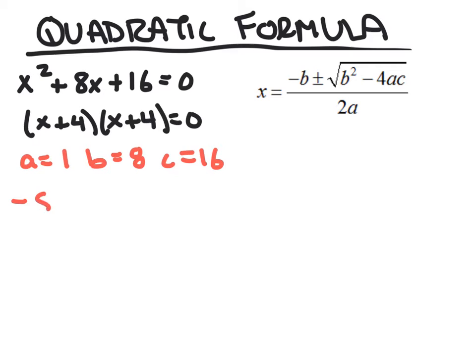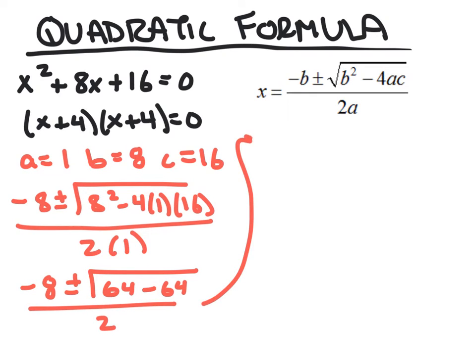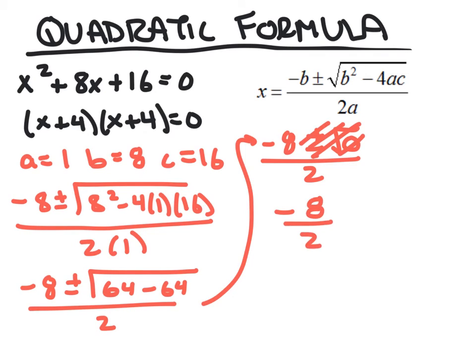The negative of b plus or minus the square root of b squared minus 4ac all over 2a. I get negative 8 plus or minus the square root of 64 subtract 64, all over 2. This comes up here, I get negative 8 plus or minus the square root of 0 over 2. This is 0. And because it's 0, there's nothing to add or subtract, so we just get negative 8 over 2, which is negative 4.